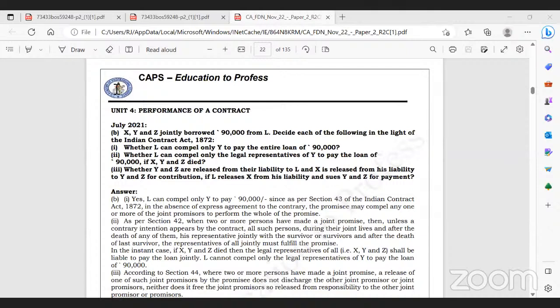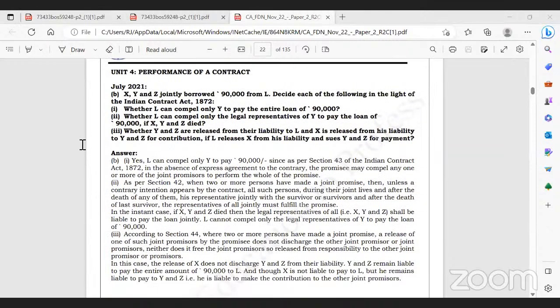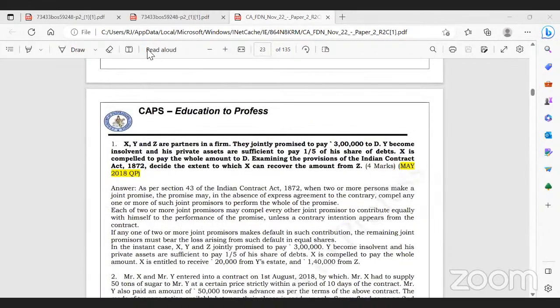Third sub-question, whether Y and Z are released from their liability to L and X is released from his liability to Y and Z for contribution, if L releases X from his liability and sues Y and Z for payment. He can, no? If he releases, he can sue Y and Z. But Y and Z can recover the money from X. So it doesn't make any difference. He can say X, you go off. He'll claim 45,000 from Y and Z. But Y and Z can again claim 15,000 from X. So it actually doesn't make any difference. Remember, we have done this. Yes or no? Yes, sir. Next question.